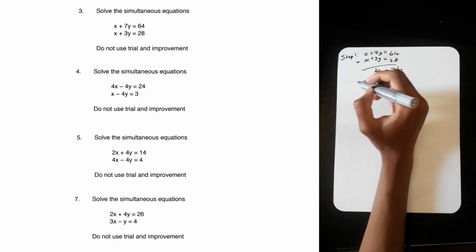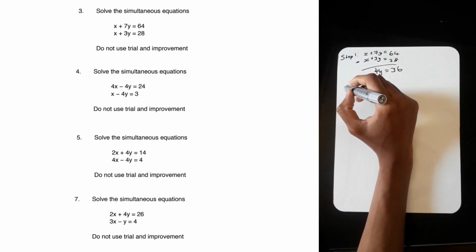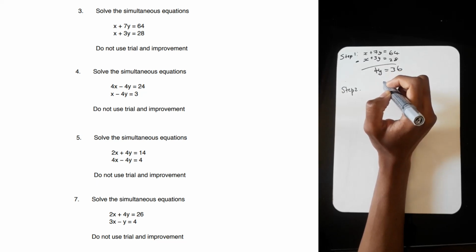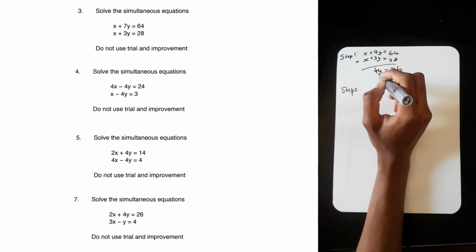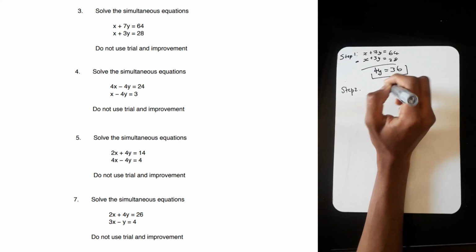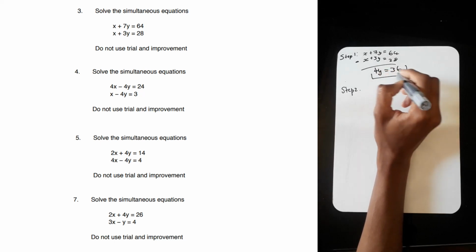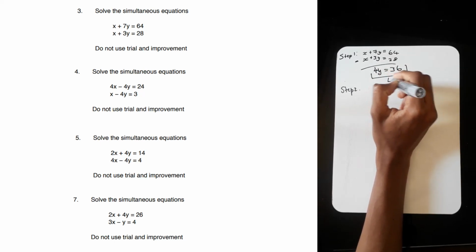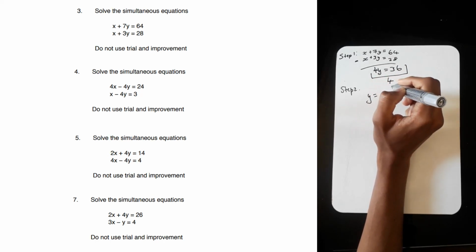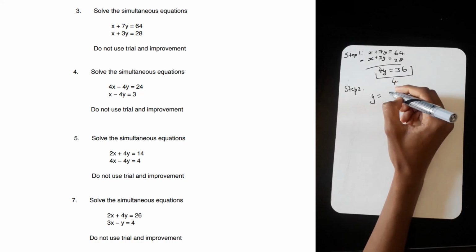So step 2 will be to divide this by 4, so you can get y. So this is divided by 4 over here, so we're going to have y equals 9.